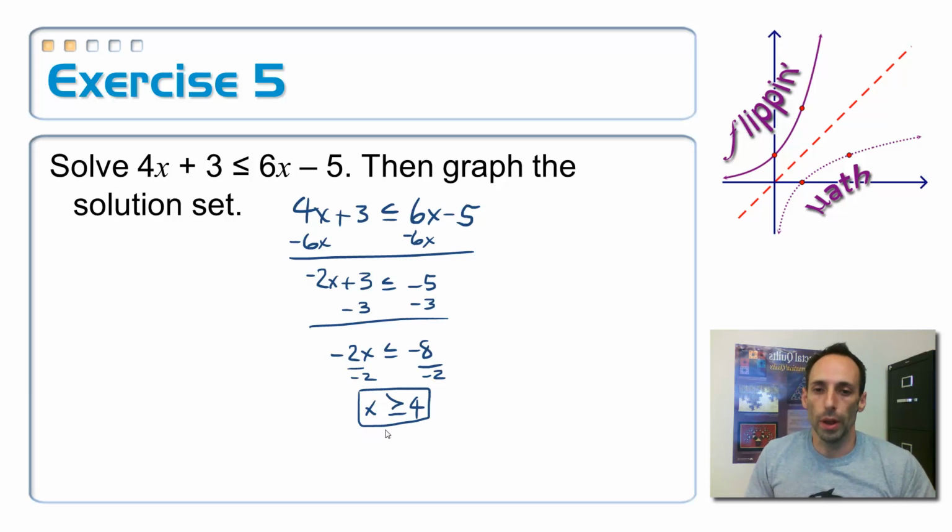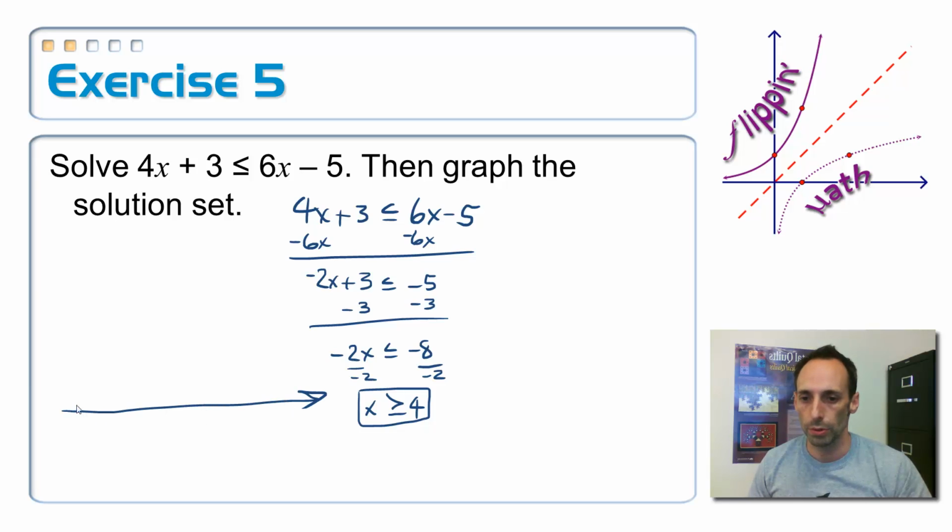And let's go ahead and graph it. It should be pretty easy to graph. That's what we were just talking about. I get a 0, I get a 4. It's equal to, so it gets a colored in circle. And it's greater than that, so I move over to the right.